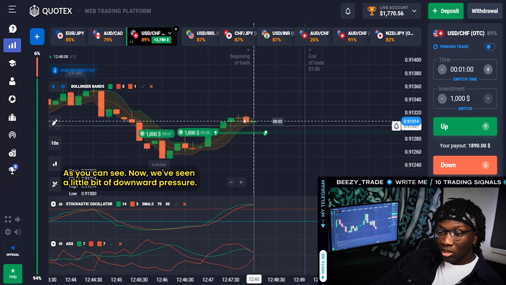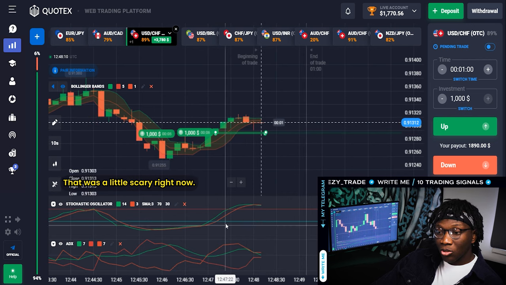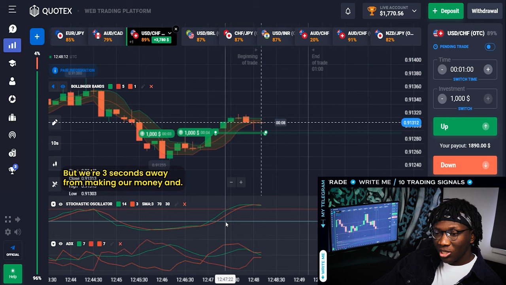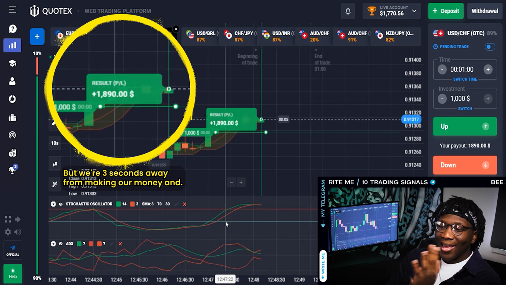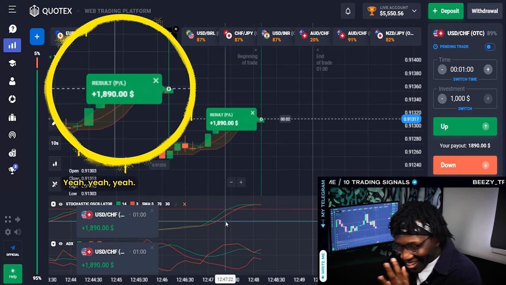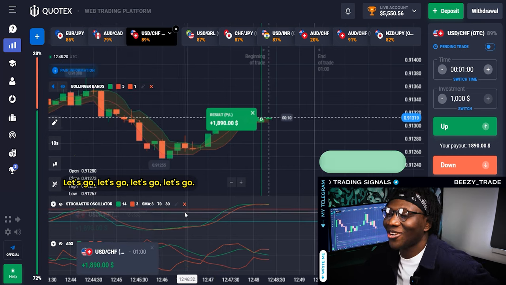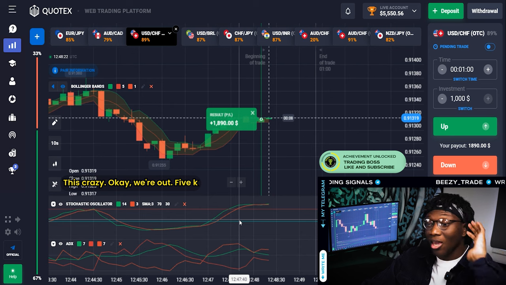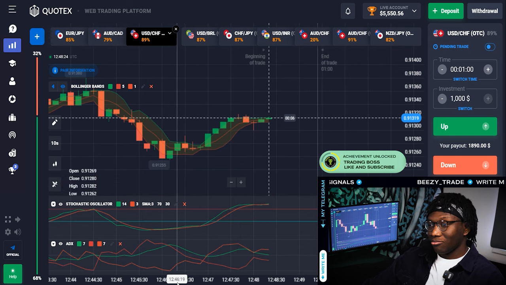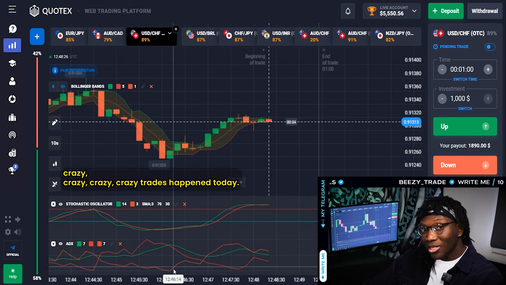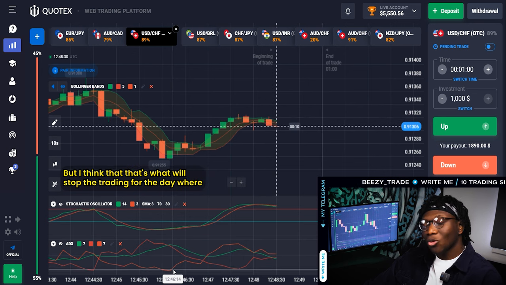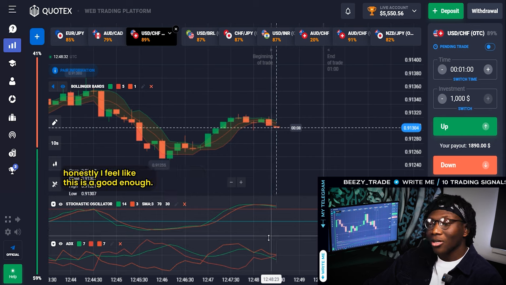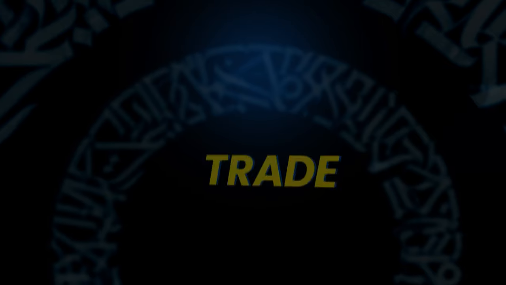As you can see now, we've seen a little bit of downward pressure that was a little scary right now, but we're 3 seconds away from making our money. And yeah, let's go. That's crazy. Okay, we're up 5K. Crazy trades happened today, but I think that that's where we'll stop the trading for today. Really, honestly, I feel like this is good enough.